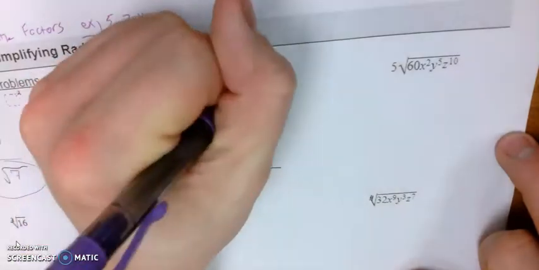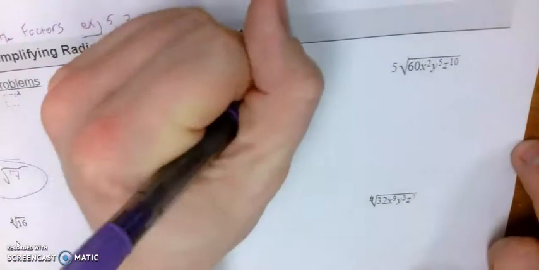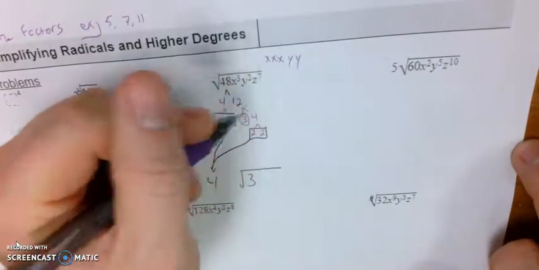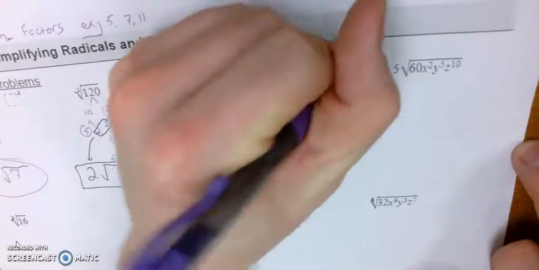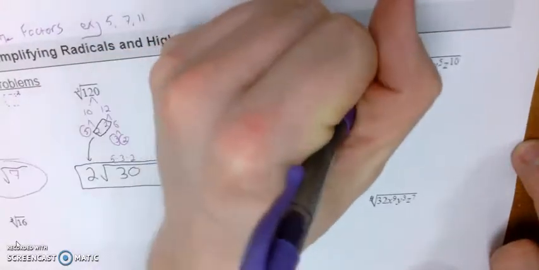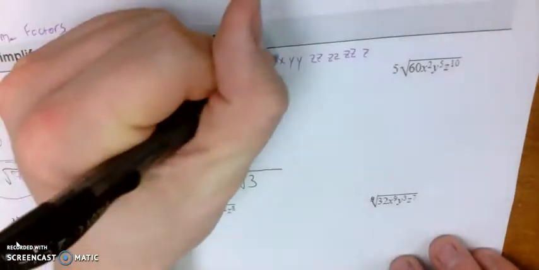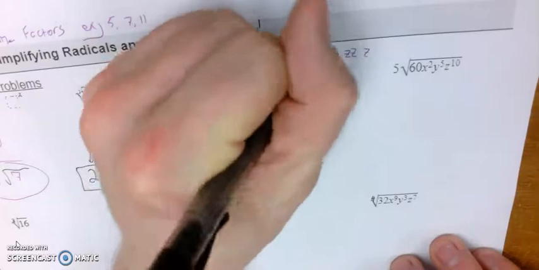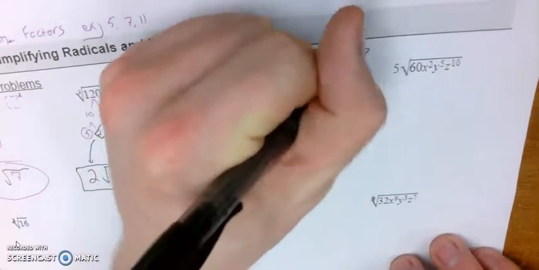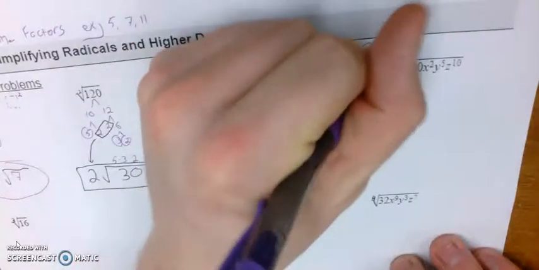I have x to the third, so that's 3 x's. I have y squared, so that is 2 y's. Z to the 7th, holy smokes. Z, Z, Z, Z, a lot of z's. Why did I do so many z's? And just like before, I'm going to look for pairs. I've got a pair of x's. I've got a pair of y's. I've got a pair of z's, another pair of z's, another pair of z's. I've got an x left over and a z left over.